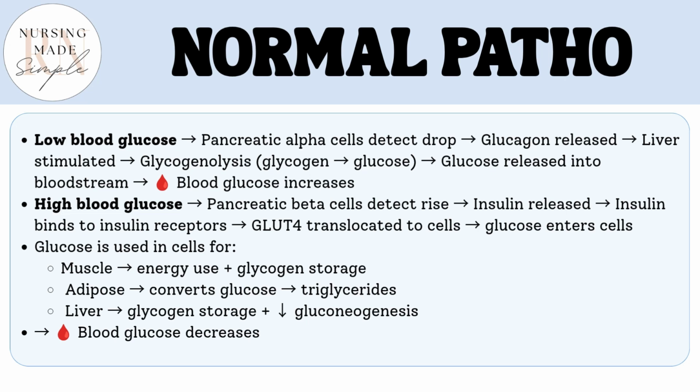So, in muscle tissue, it's used for energy use and glycogen storage. In adipose tissue, it's used to convert glucose to triglycerides. In the liver, it's used for glycogen storage and to decrease gluconeogenesis. And all of these work in order to decrease blood glucose.